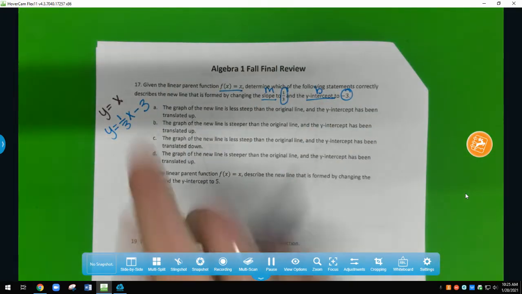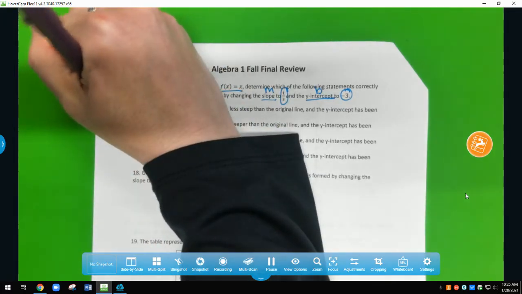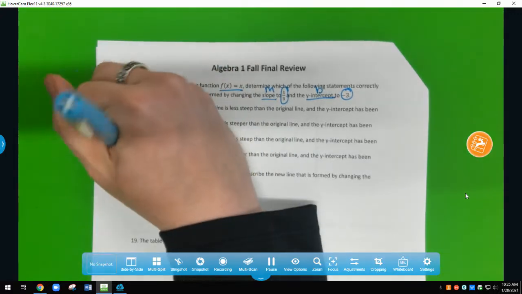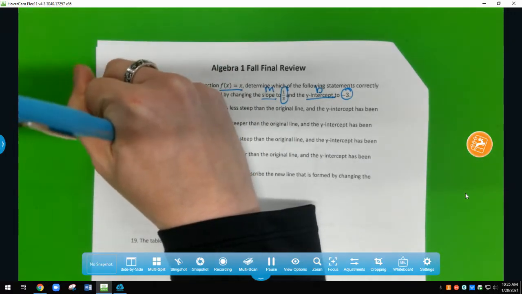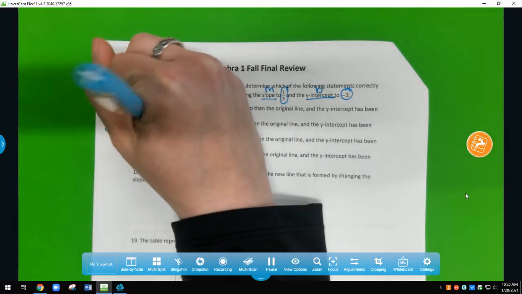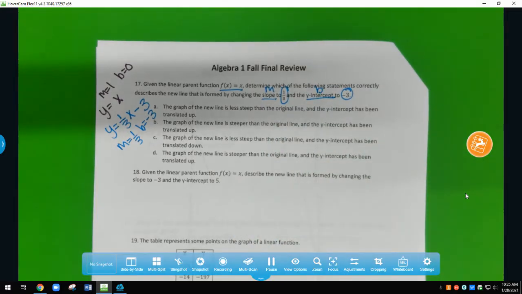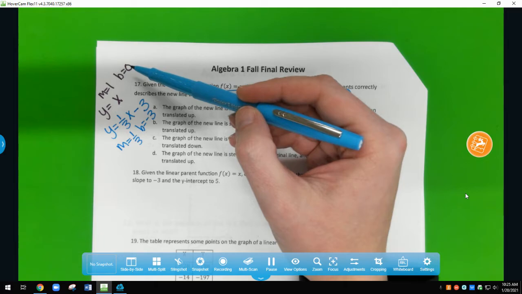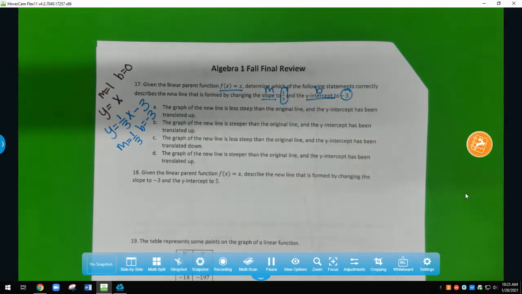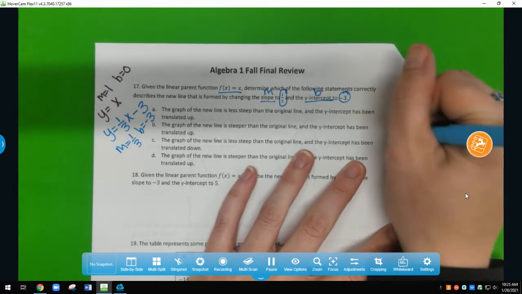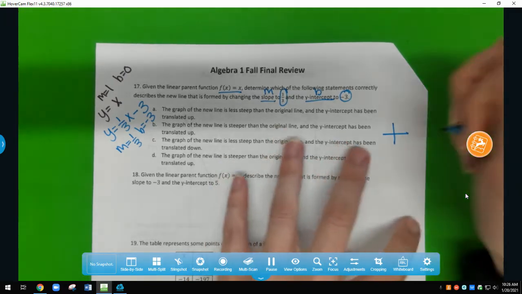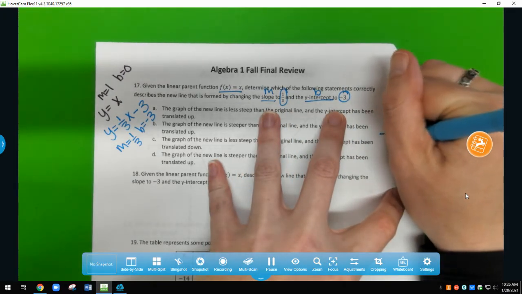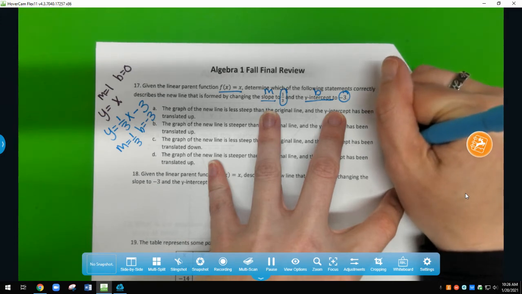Our original equation, the parent function, is just y equals x. Okay? Remember, the m of this one is 1, the b is 0. The m of the second one is 1/3, the b is -3. So we know the easiest thing to look at is the b. So one of them was at 0. The second one is at -3. So if I sketch that on a graph, the first one's at 0. The second one is down here at -3.